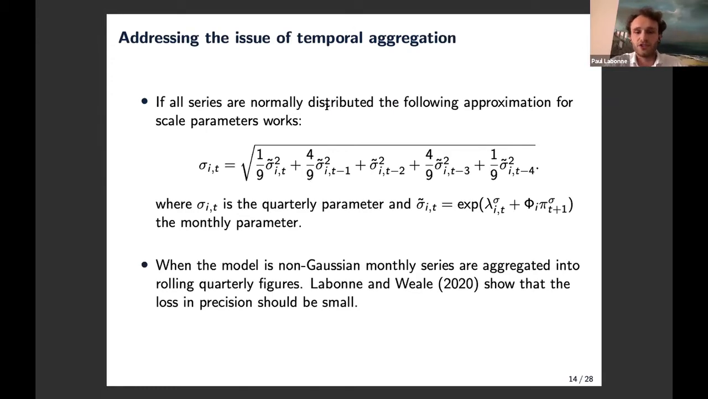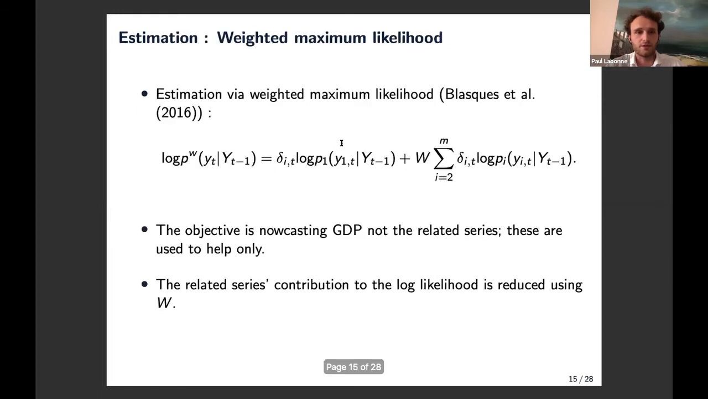So this approximation can be used when the data are Gaussian or normally distributed. But if we want each series to not be normally distributed, then it's difficult to disaggregate temporally the scale parameter. So what I'm doing here is that for this model, I will be aggregating the series to rolling quarterly series in order to model the common parameters.